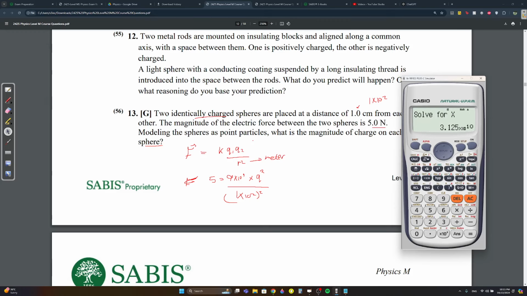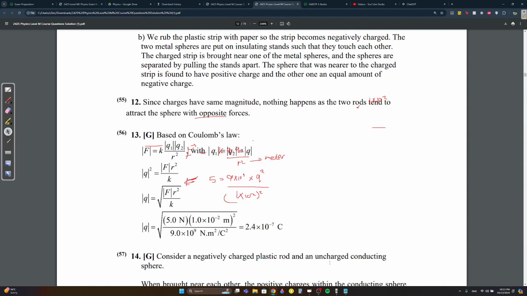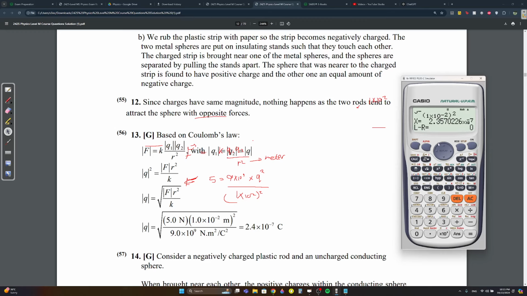Shift solve. Okay, you're going to get this. What's that? 2.4 times 10 to the negative 7. Okay, they rounded to significant figures. 2.4 times 10 to the negative 7. Okay, we only take the positive answer, no?